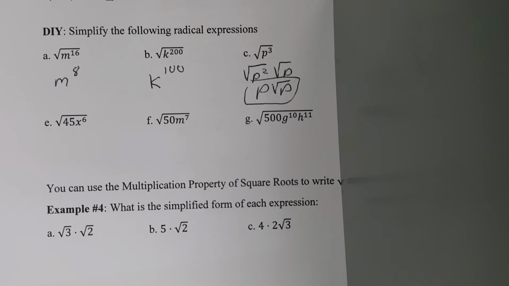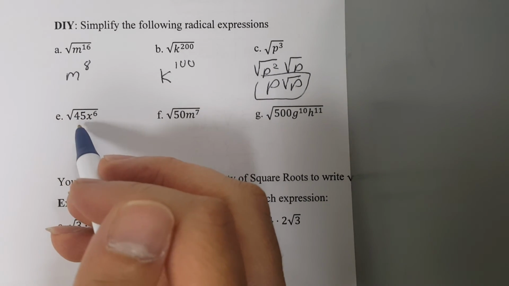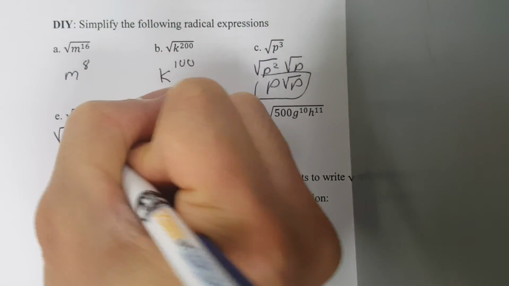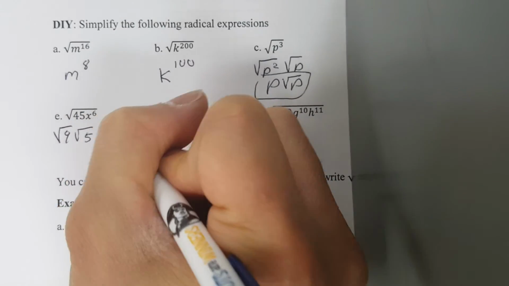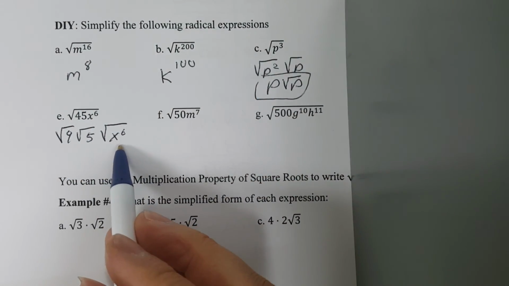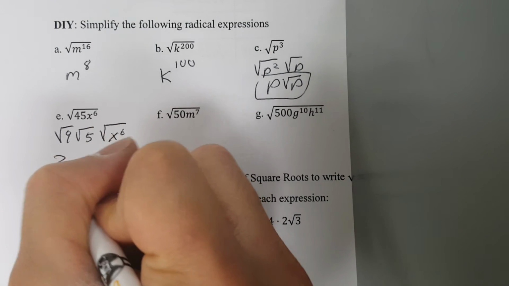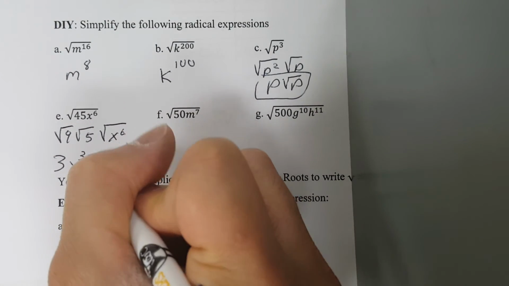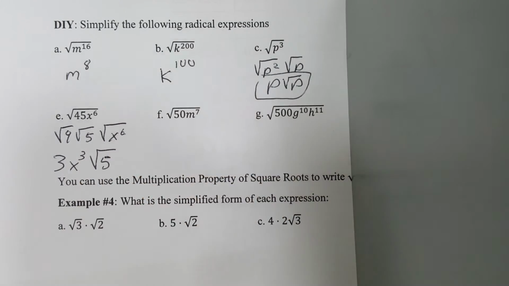Letter E, largest number that can go into 45 is 9. So this is radical 9, radical 5. X to the 6 is even, so we know how to do that. This is 3. Radical x to the 6 is x to the third. And the 5 stays on the inside.